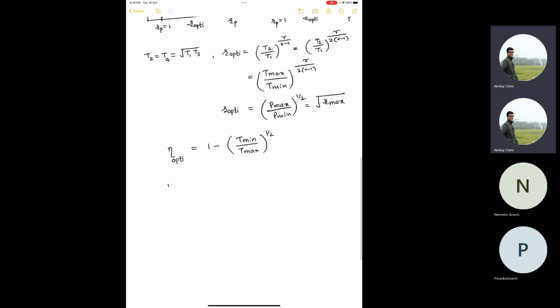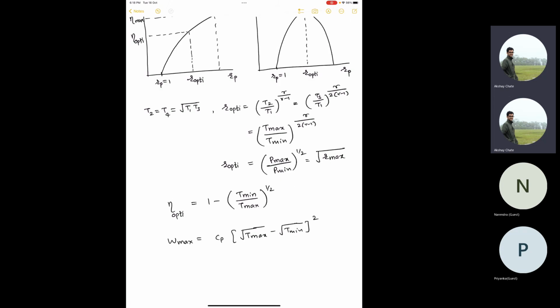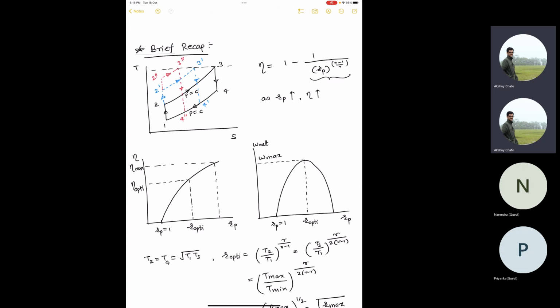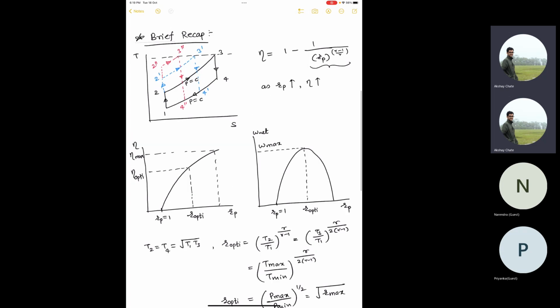And maximum work done at optimum efficiency becomes Cp times root T max minus root T min, whole square. This is the specific work per kg. If you have some mass, you can just multiply by mass flow rate. So don't focus mainly on the formulas. Those are cosmetic things.